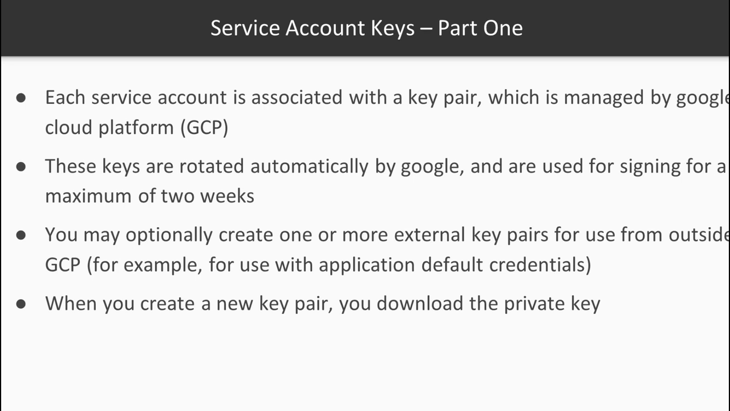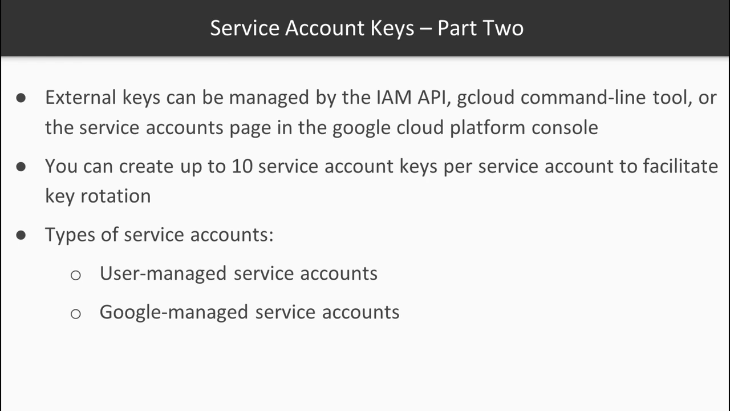These keys are rotated automatically by Google and are used for signing for a maximum of 2 weeks. You may optionally create one or more external key pairs for use from outside GCP. When you create a new key pair, you download the private key, which is not retained by Google. With external keys, you are responsible for the security of the private key and other management operations such as key rotation. External keys can be managed by the IAM API, the gcloud command line tool, or the service account page in the GCP console. You can create up to 10 service account key pairs per service account to facilitate key rotation.